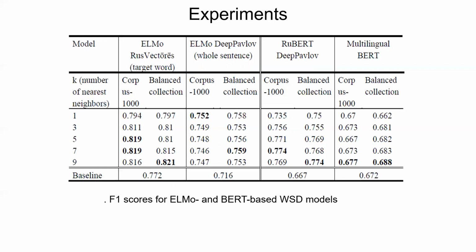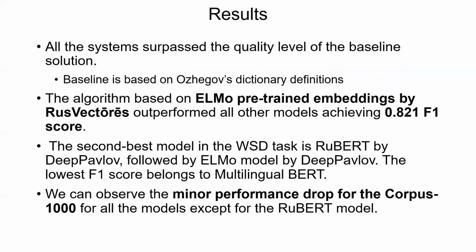As for the difference in F1 scores between the Corpus 1000 and the Balanced collection, we can observe a minor performance drop for the Corpus 1000 for all the models except for the RuWordNet model. Corpus 1000 does not include all possible monosemous relatives, so it lacks contextual diversity. The Balanced collection, on the contrary, is more representative with regard to the variety of contexts. All those results are summed up on this slide.